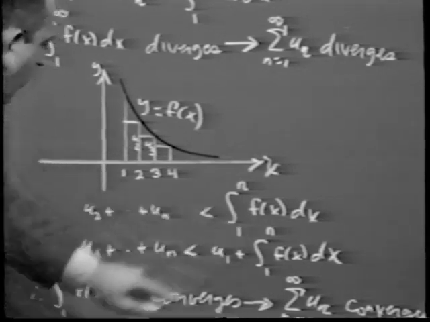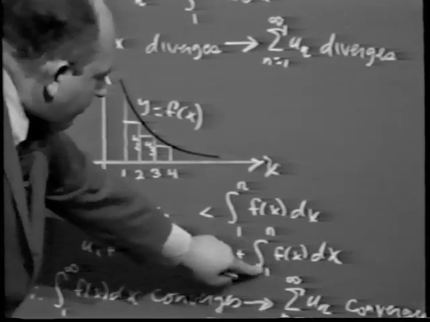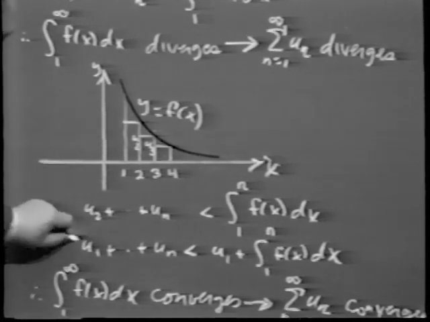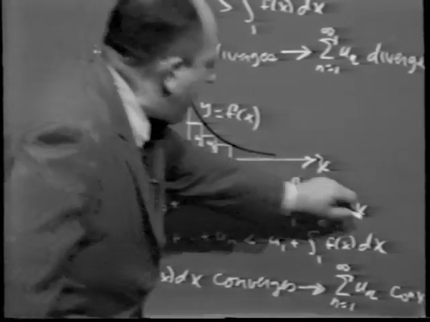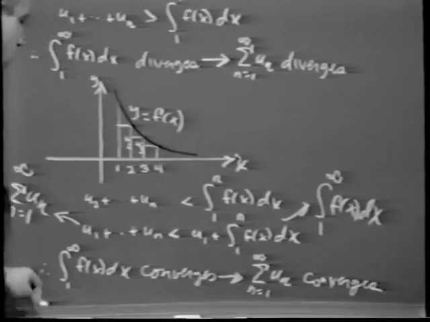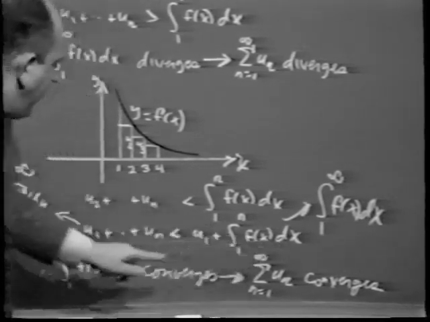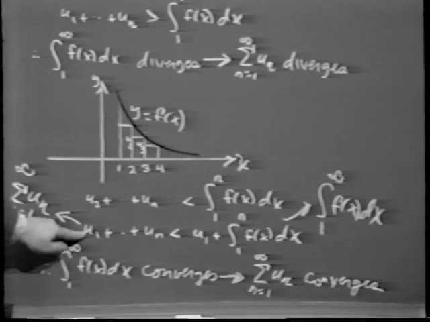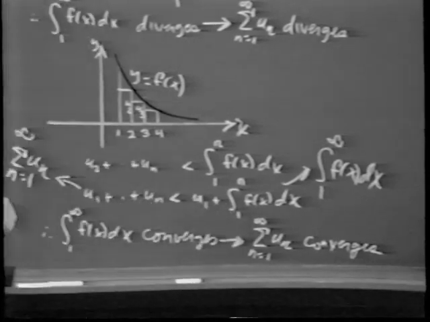Consequently, u2 plus etc. up to un is less than this integral. Therefore, if I add u1 onto both sides, the sum u1 etc. up to un is less than u1 plus the integral 1 to n f of x dx. If I now take the limit as n goes to infinity, you see this becomes summation un, n goes from 1 to infinity. This becomes the integral from 1 to infinity f of x dx. And therefore, if this now converges, the sum on the right is finite. Since the sum on the left cannot exceed the sum on the right, the sum on the left must also be finite. Consequently, the convergence of the integral implies the convergence of the series.